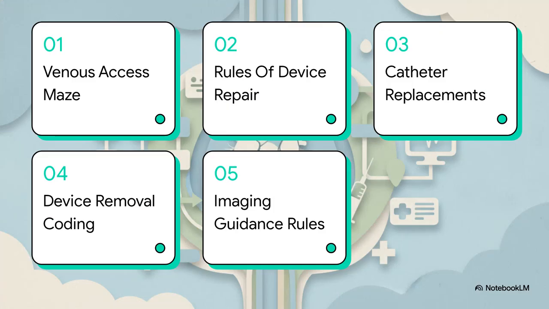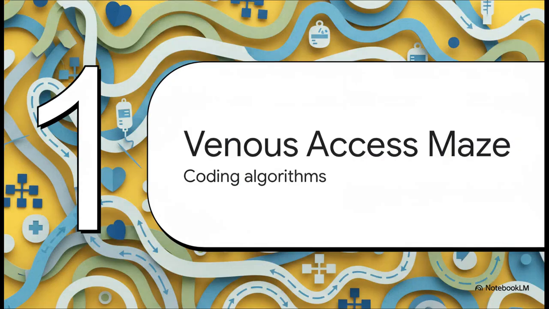Think of today's agenda as a tactical decision tree. First up, we'll map out the venous access maze. Then, we'll hit the rules of device repair, followed by navigating catheter replacements and coding for device removal. Finally, we'll shine a light into the somewhat dense woods of imaging guidance requirements. All right, Section 1, the venous access maze. Remember, medical coding is entirely algorithmic, so every clinical choice made dictates our exact path forward.